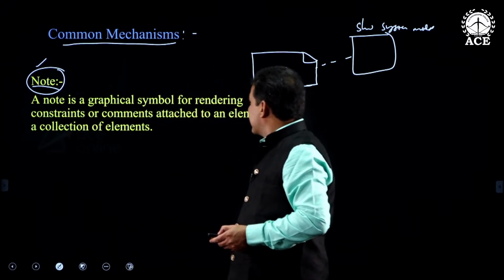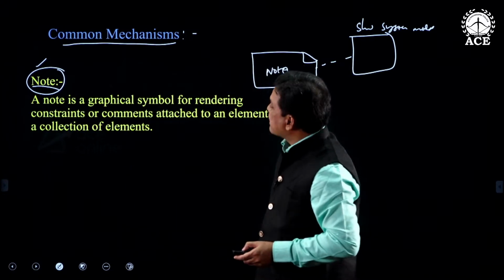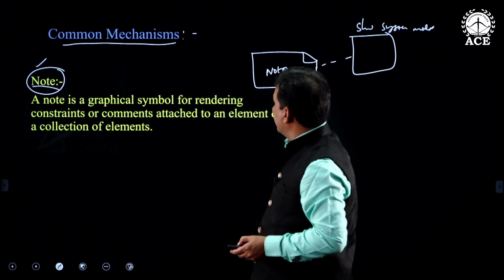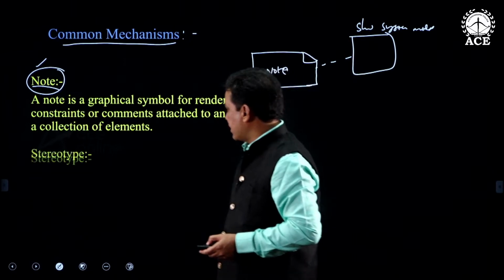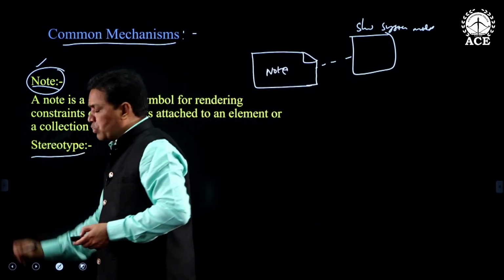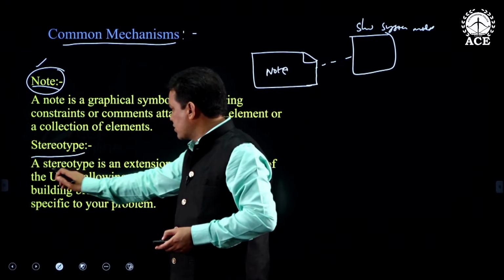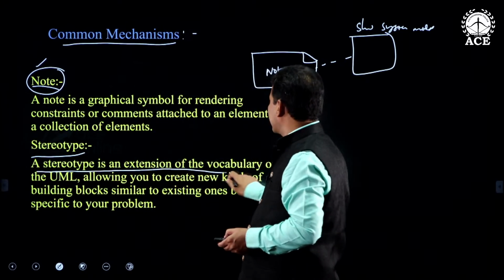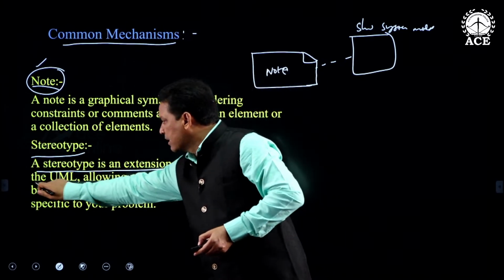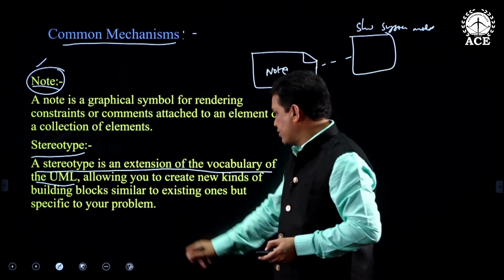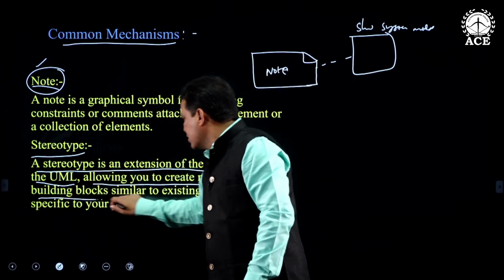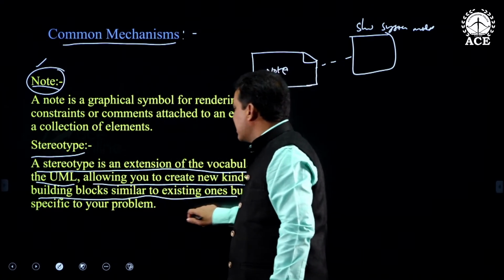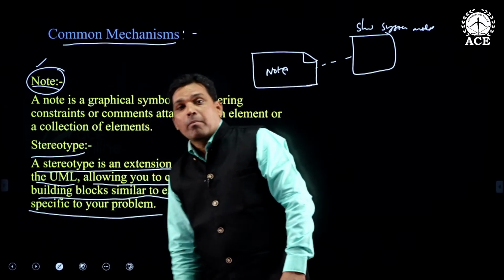A note is a graphical symbol for rendering constraints or comments, simply comments, attached to an element or a collection of elements, just as we had discussed. And we can use stereotypes also. What is the purpose of a stereotype? A stereotype is an extension of the vocabulary of the UML, Unified Modeling Language, allowing you to create new kinds of building blocks similar to existing ones but specific to your problem.